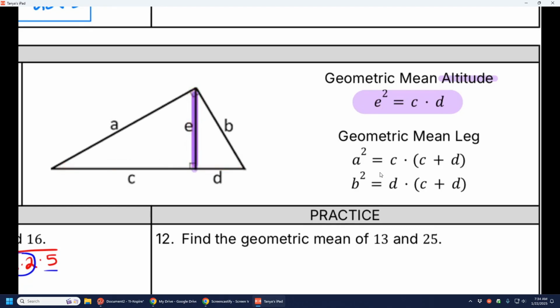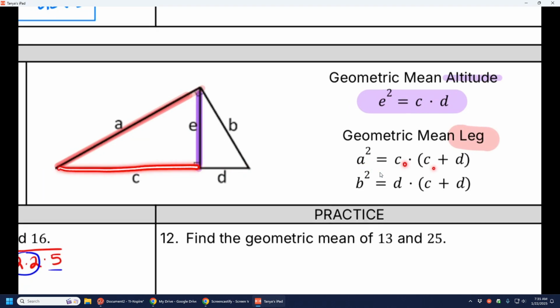Okay, so say you don't have that. We also have geometric mean leg. So for geometric mean leg, something like here, A is a leg. You'll do leg squared equals C, so that's the part of the hypotenuse that it's next to, times C plus D, the entire hypotenuse. So it kind of just depends on what you are given.